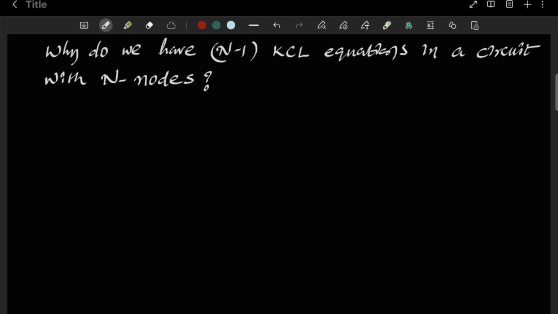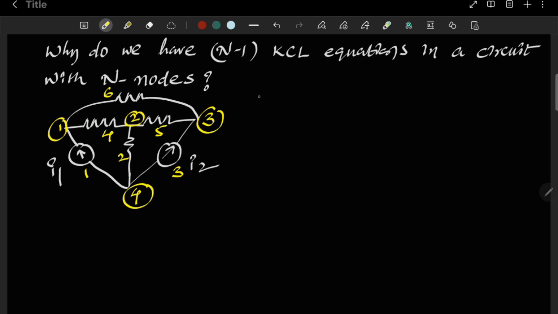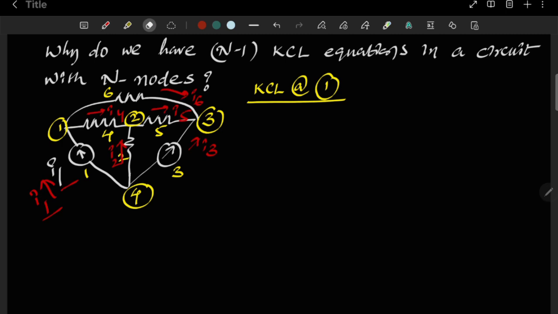To explain this, I am taking one circuit. Here I am taking KCL at all the 4 nodes in the beginning. Numbers with circles represent the nodes, so I have 4 nodes, and the other numbers indicate the branches. I indicate the currents with another color. Now this is the final circuit, and I am going to apply KCLs at all the nodes. Then see what we get.